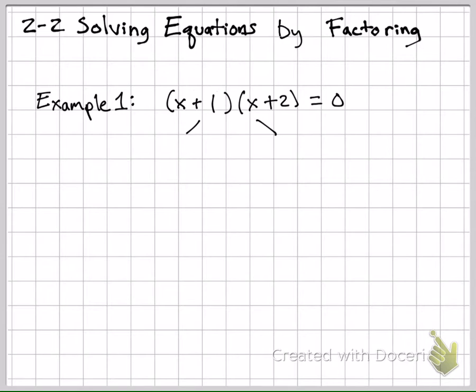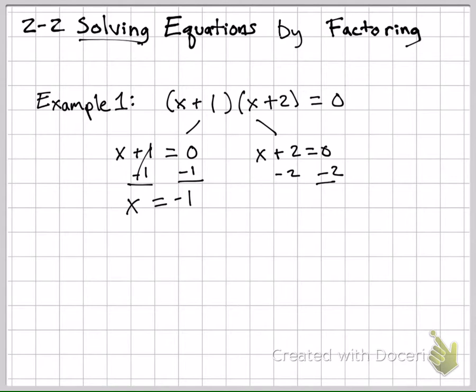And if I do get it into our factored form, where you'll usually see two different parentheses, all you have to do to actually solve is set them equal to 0. So I'll split that up as x plus 1 equals 0 and x plus 2 equals 0. From there, it's simply solving for x. So I've got to subtract 1 from both sides. So x equals negative 1. Over here as well, subtract 2. x equals negative 2.